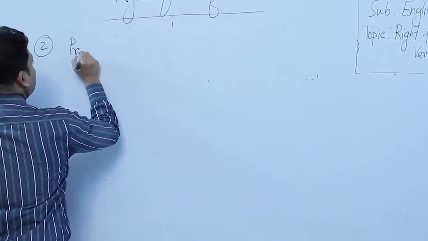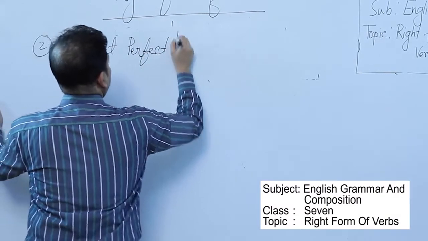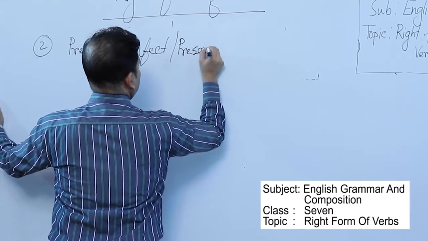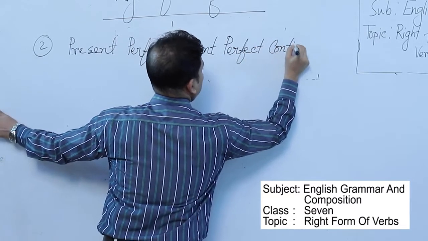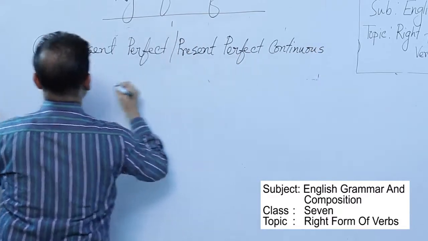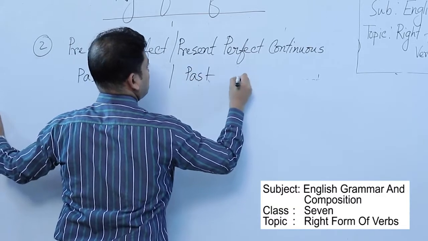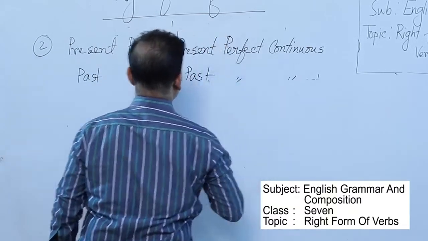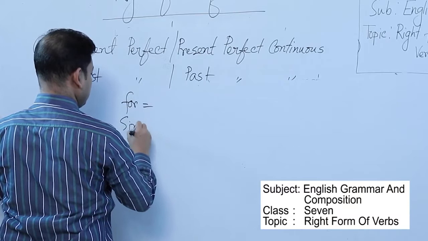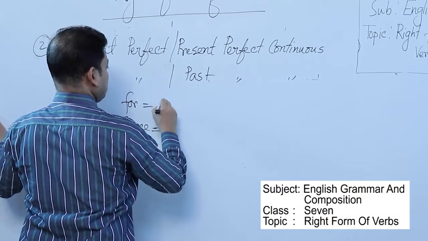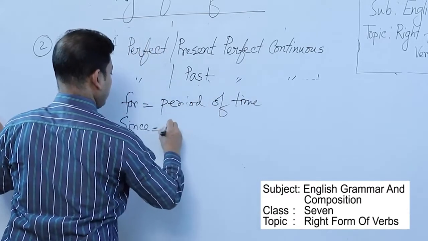Now, rule number 2: present perfect or present perfect continuous, past perfect or past perfect continuous. So, for and since. For: period of time. Since: point of time.